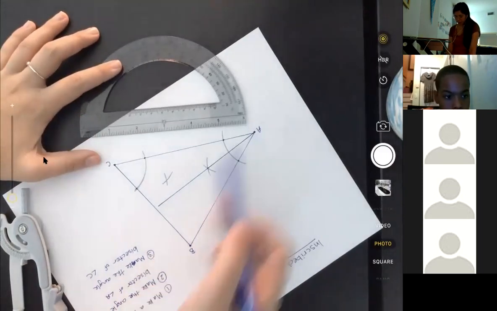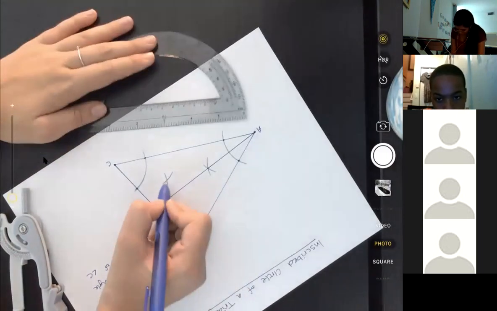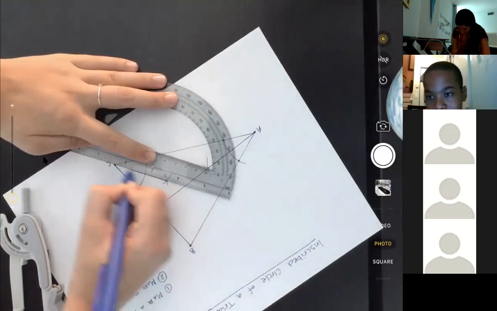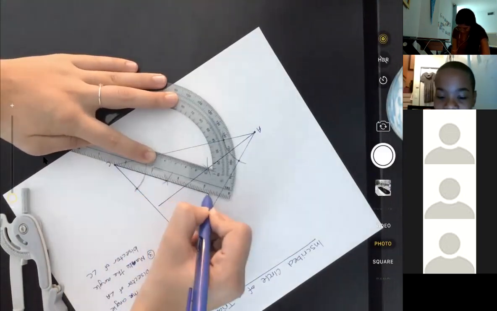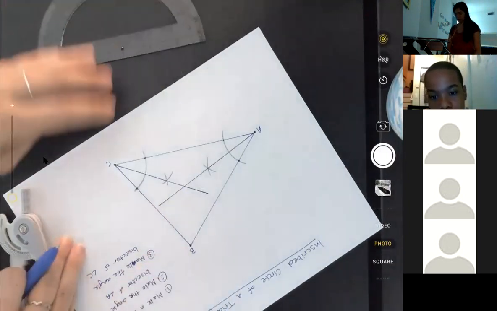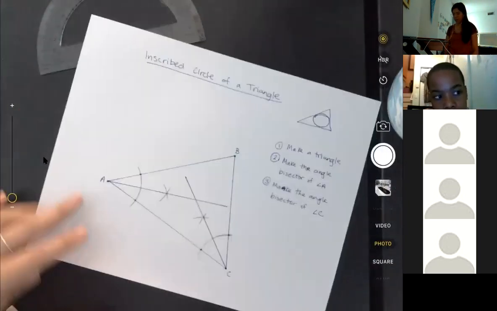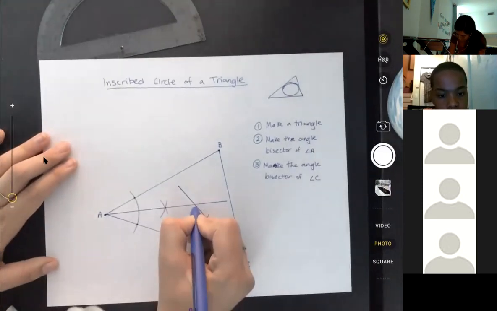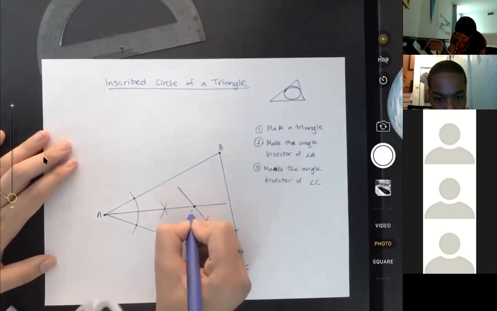All right, so I made one angle bisector. Now I'm making the other one. Same as before, I connect that intersection point with point C. And just go pretty far, but not too far, because now I see where they connect. So this point right here, that's my in-center.